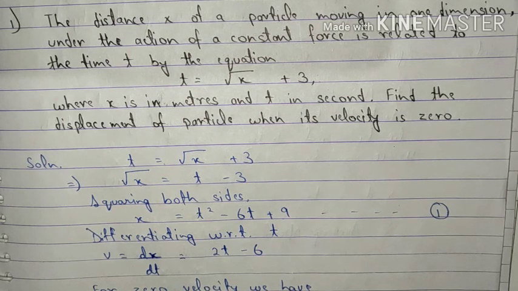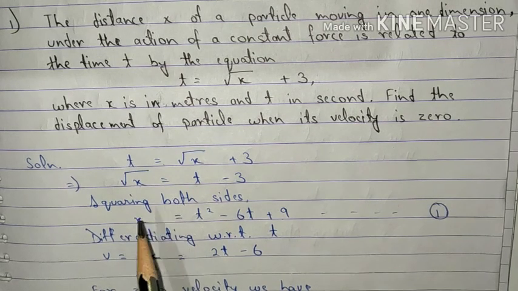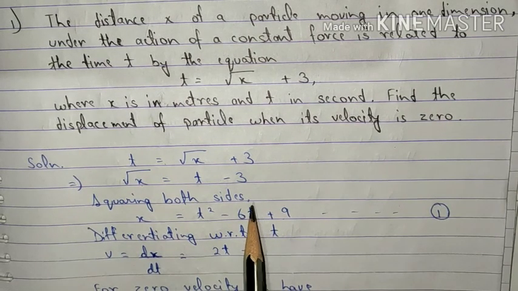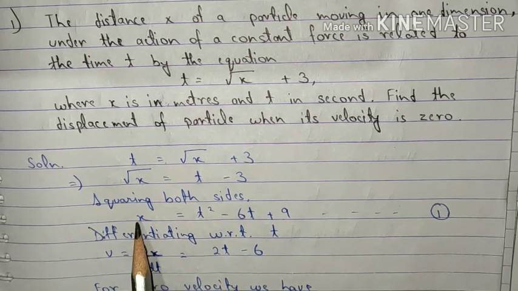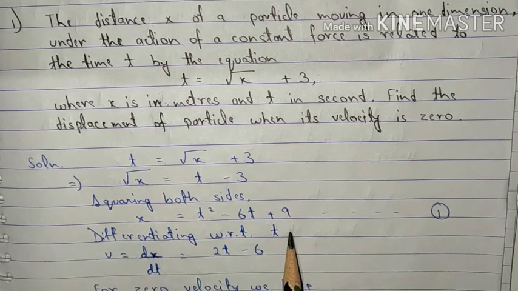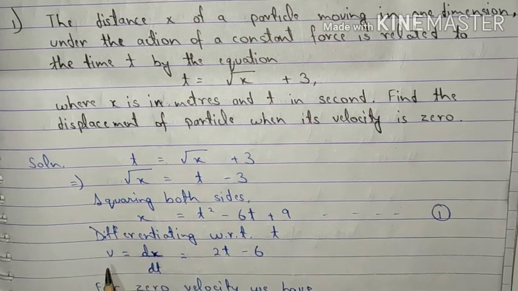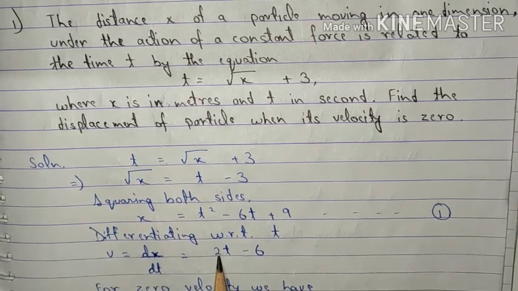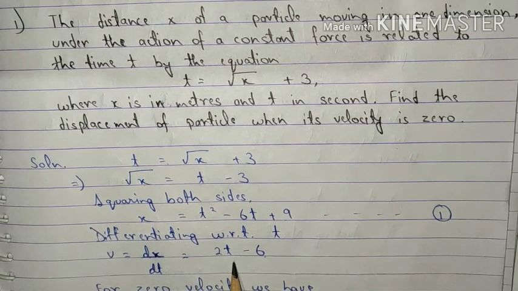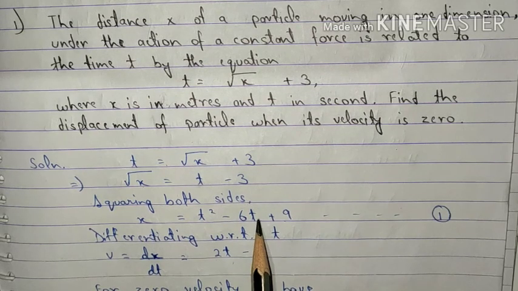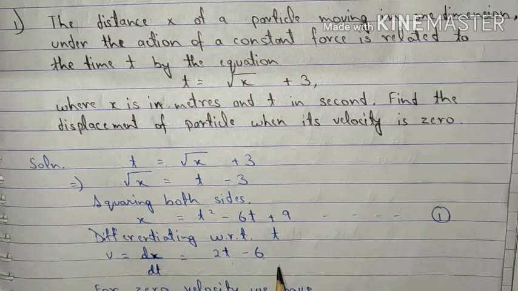But the problem here is that the distance has been given in under root form. So first of all, we are going to square both sides of the equation so that we obtain an expression for displacement. Now, differentiating with respect to t, we get dx upon dt, which can also be written as v is equal to 2t minus 6. As we all know, differentiation of t square gives us 2t, and on differentiation of 6t we get 6, whereas 9 is a constant, so its differentiation will yield 0.